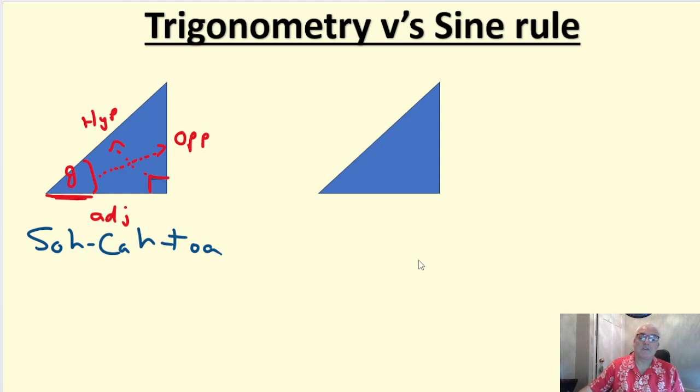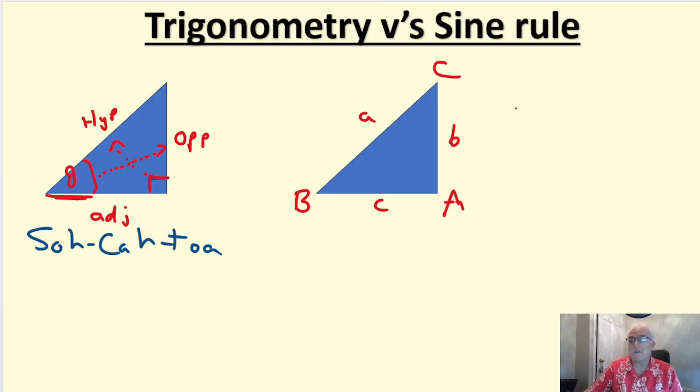The benefit of the sine rule over trigonometry is if I've got a right angle triangle, I can still label that as my angle A to my side A, my angle B to my side B, my angle C to my side C. And on that one we are looking at A divided by sine A is equal to B divided by sine B, which is equal to C divided by sine C.